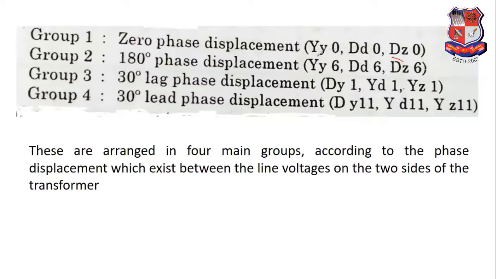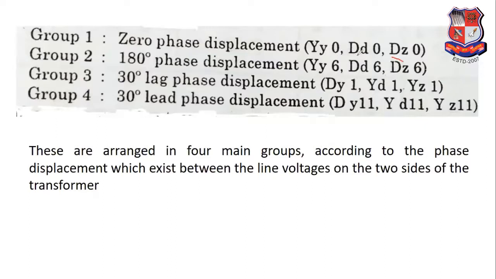So, in this case, you can see that the capital letter is used for the HV winding, small letter is used for the LV winding. So, YY0 is the connection where your HV winding is connected in star, LV winding is connected in star, and the phase displacement between the line voltages of HV and LV winding is zero. So, that is the first type of connection in the transformer.